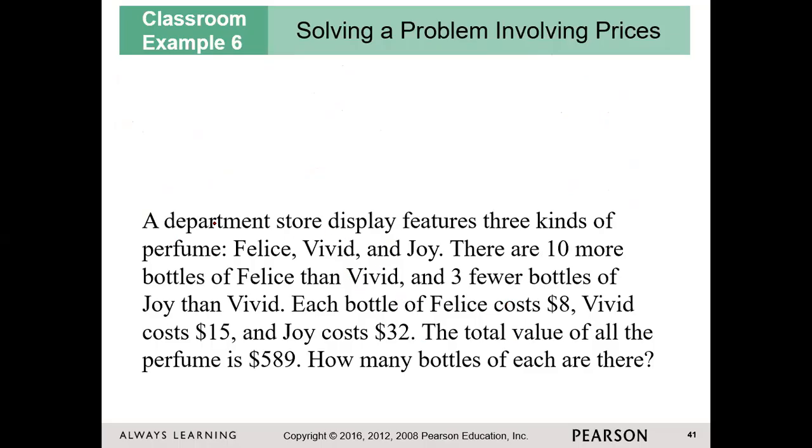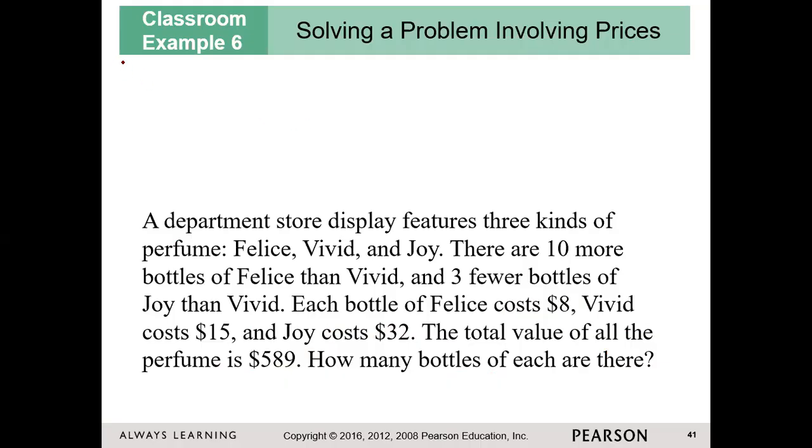We'll try. So a department store displays 3 kinds of perfume: Felice, Vivid, and Joy. There are 10 more bottles of Felice than Vivid. There are 3 fewer bottles of Joy than Vivid. Each bottle of Felice costs $8, Vivid costs $15, and Joy costs $32. These are the craziest names of perfume that I've ever heard. The total value of all of the perfume is $589. How many bottles of each are there?